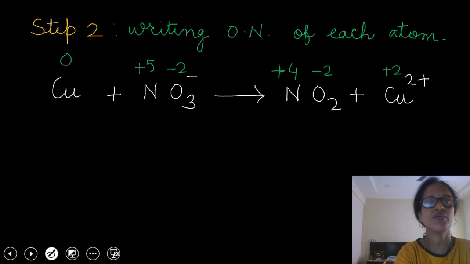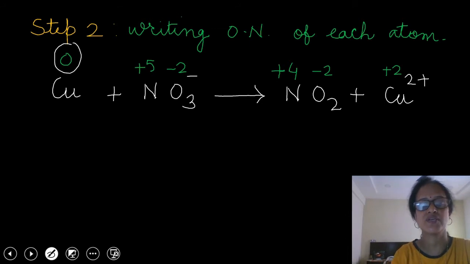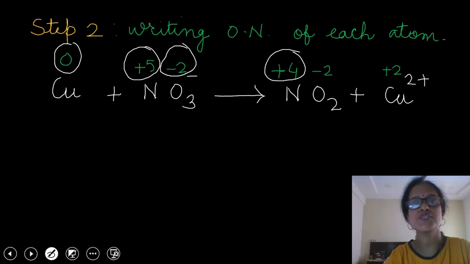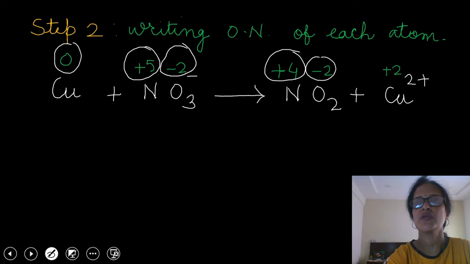The oxidation number of copper is 0, so it is written here on the reactant side. The oxidation number of nitrogen on the reactant side is plus 5. The oxidation number of oxygen on the reactant side is minus 2. The oxidation number of nitrogen on the product side is plus 4. Oxygen again is minus 2. The oxidation number of the cupric ion on the product side is plus 2.